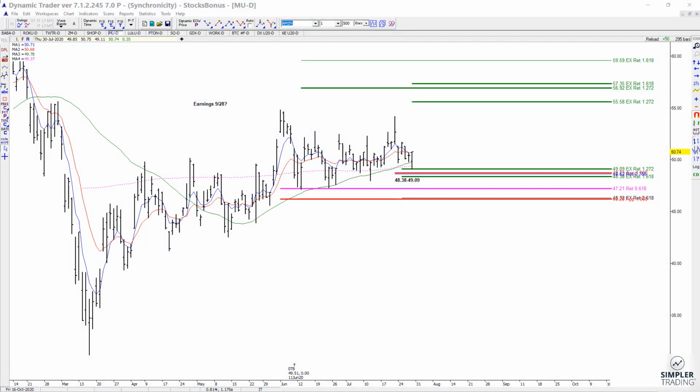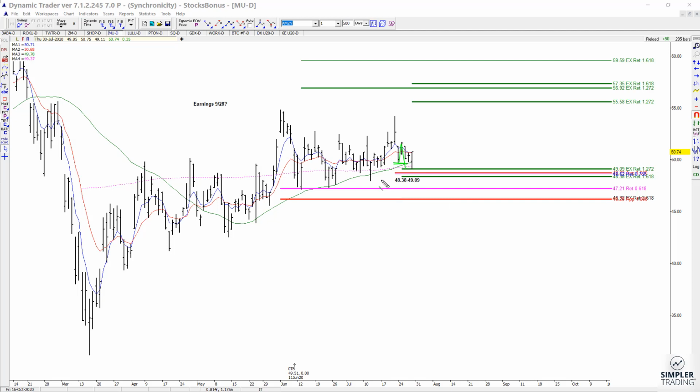In today's video, we're going to take a look at a setup in MU. I know that I recently did have a symmetry decision over here, but that gave us only a little bit of a bounce and then took us to new lows. But this gives us our next decision as far as a possible trade entry.